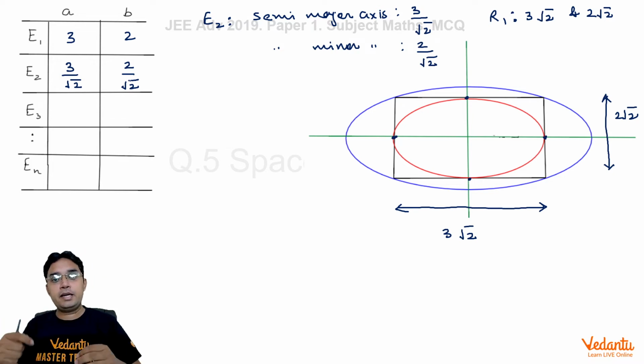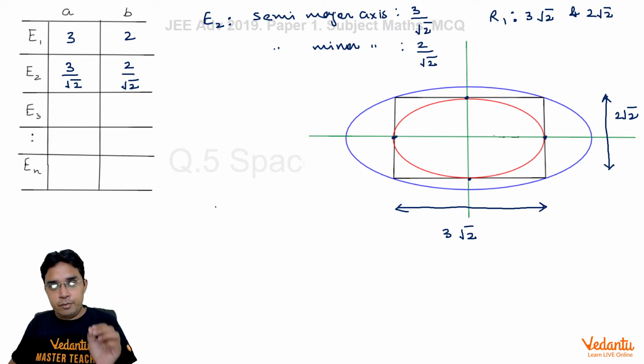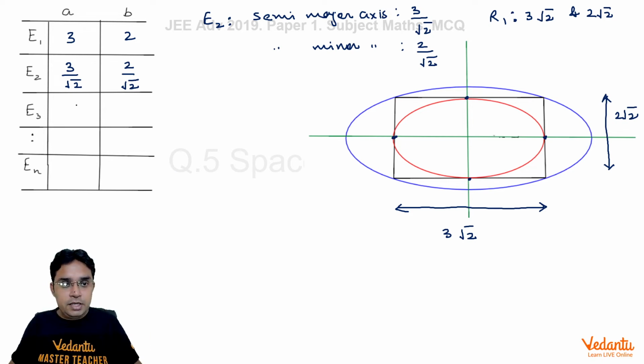Now once again we will be inscribing R2 inside this ellipse E2, and then we will inscribe E3 inside that rectangle R2, and so on. But every time, we can check that the values of the semi-major and semi-minor axes become 1 upon root 2 times the previous value. So this E3 will become 3 upon 2 and 2 upon 2, and so on. So the nth ellipse will have 3 upon root 2 raised to the power n minus 1 and 2 upon root 2 raised to the power n minus 1.